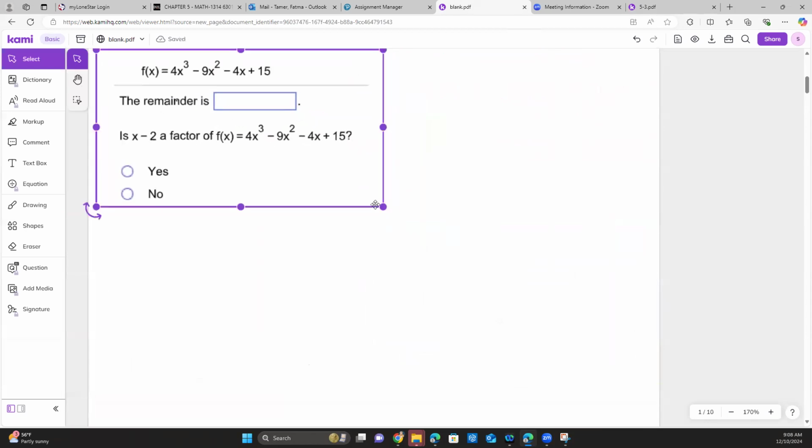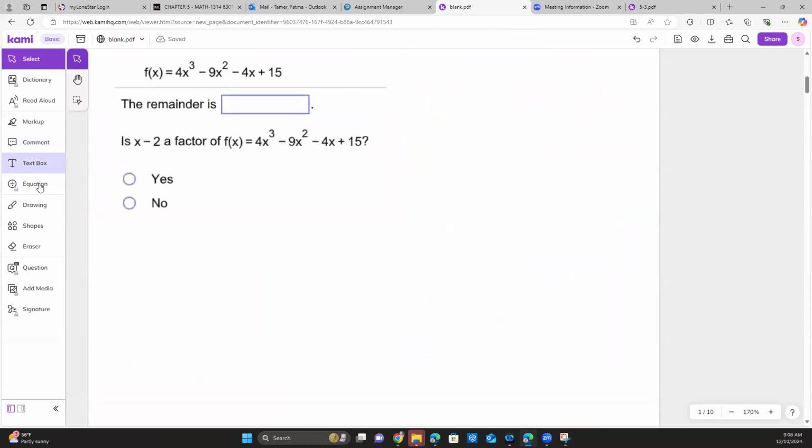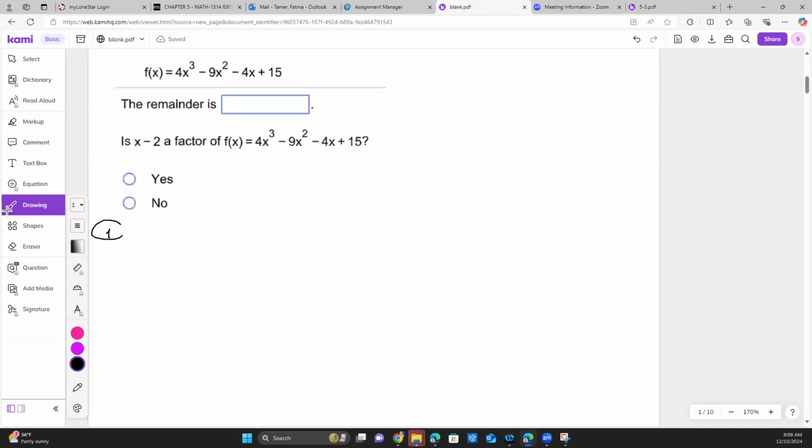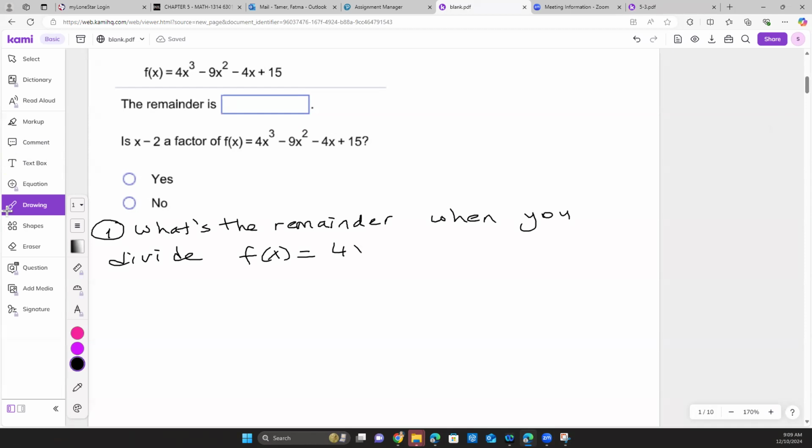Okay. So the first question here is, what is the remainder when you divide f of x is equal to 4x cubed minus 9x squared minus 4x plus 15 by x minus 2? This is the first question.